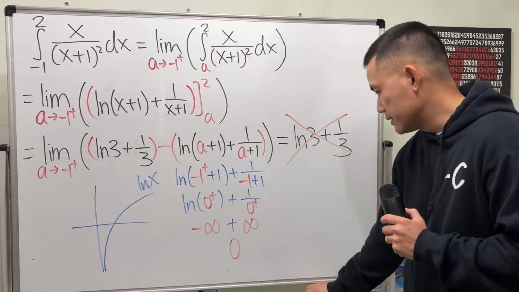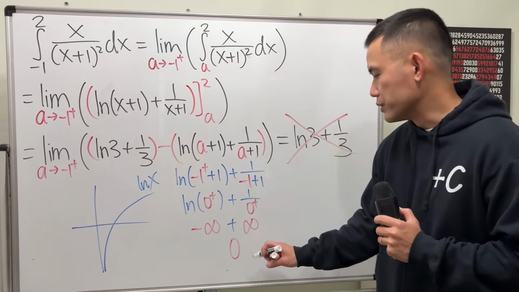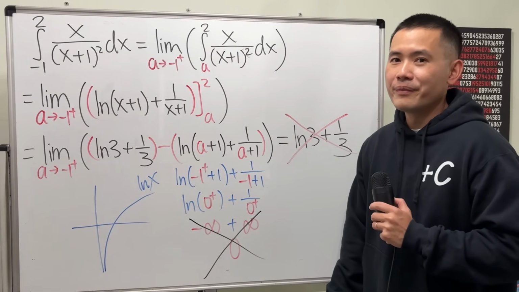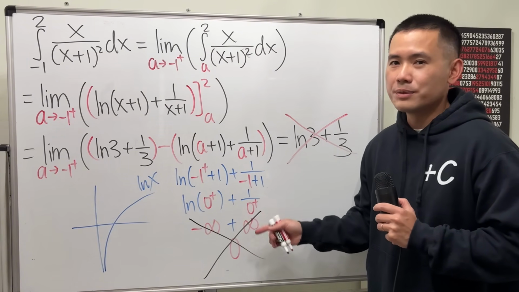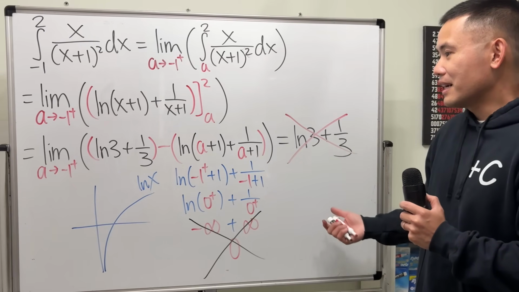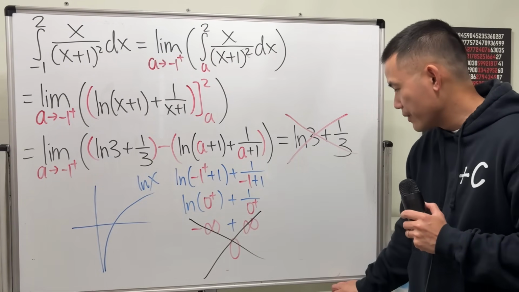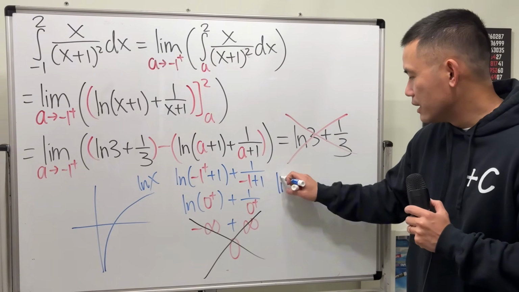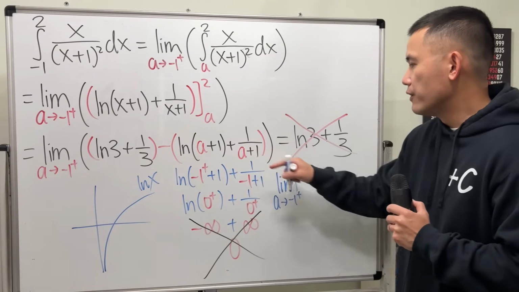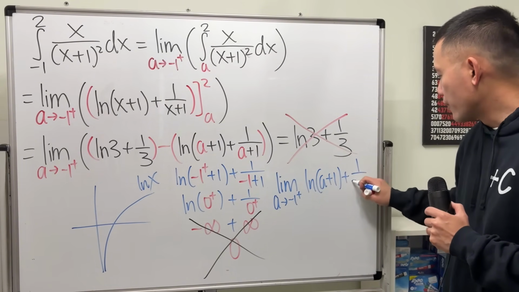What's not okay is this. -infinity plus infinity is not necessarily equal to 0. Well, we cannot say that. This is actually not true in here. Be really careful. This is the dangerous part right here. So how are we going to do this exactly though? The key is we have to do the limit legitimately right here. So we will have to figure out the limit as a approaching -1 plus of this function ln(a+1) plus 1/(a+1).